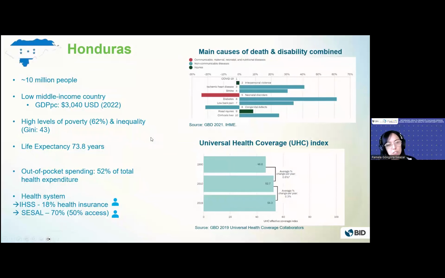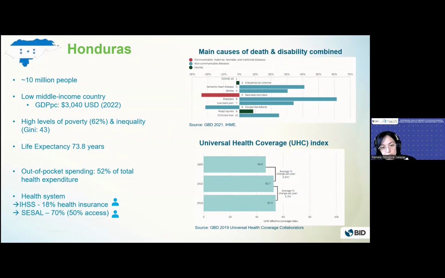So for Honduras, just as a little bit of background, this is a low middle income country. It has very high levels of poverty as well as inequality. As you can see from the Global Burden of Disease, the most recent one published by IHME, non-communicable diseases are at the top, but we still have non-neonatal disorders as one of the top 5 causes of death and disability combined.